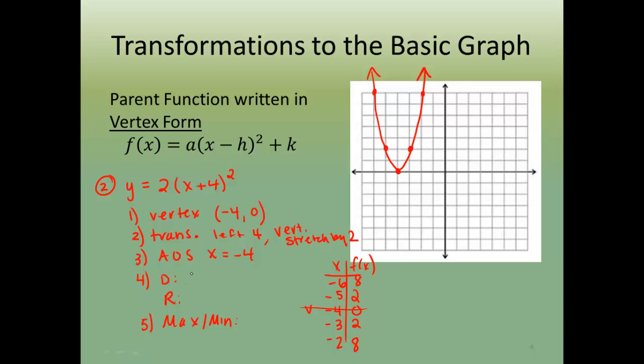My domain is always all real numbers. And my range in this case looks like it still begins at 0. My y value is still 0 and goes on to infinity, making this a minimum of y equals 0. Let's try one more.